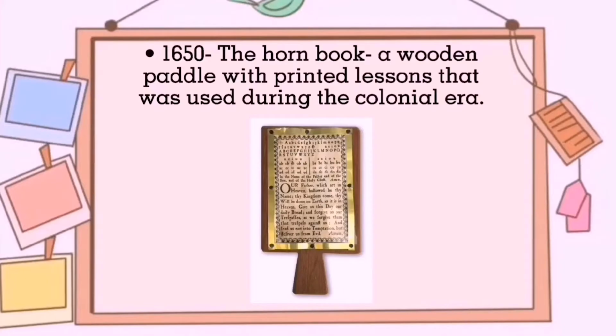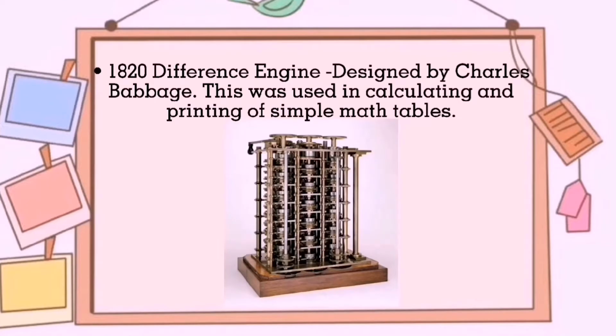In 1650, the hornbook was created. It is a wooden paddle with printed lessons that was used during the colonial era. The difference engine was designed by Charles Babbage in 1820. This machine was used in calculating and printing of simple math tables.